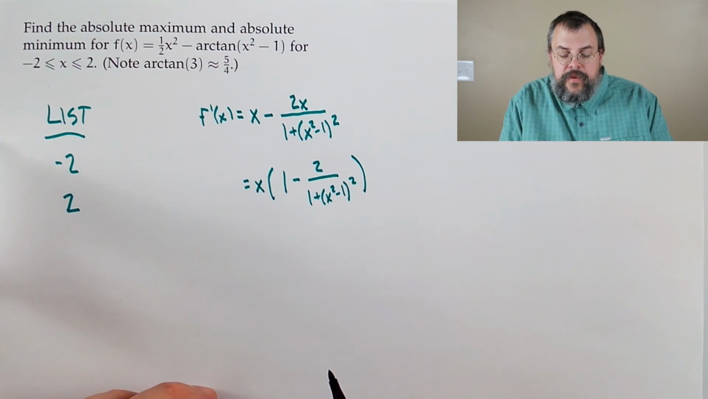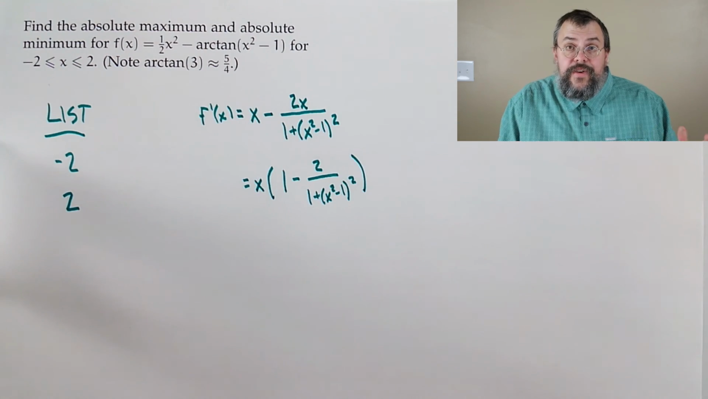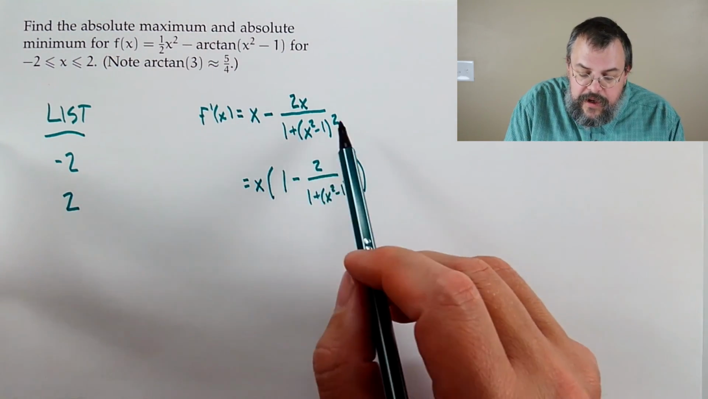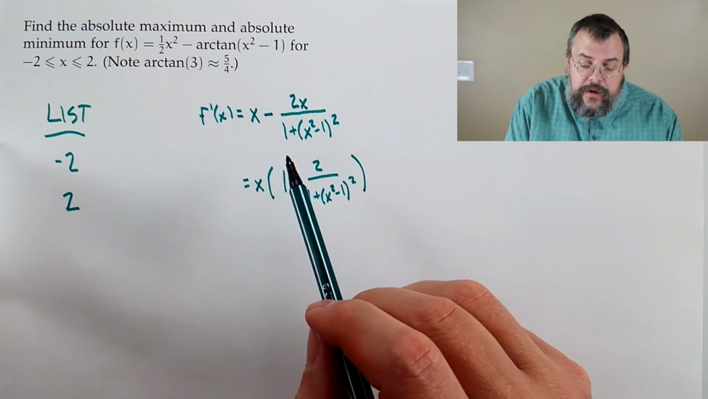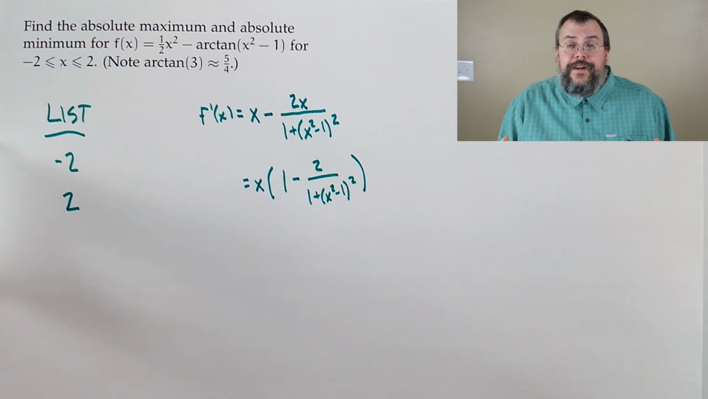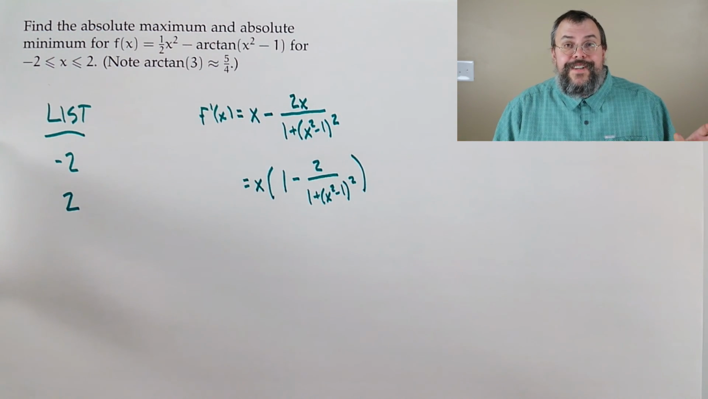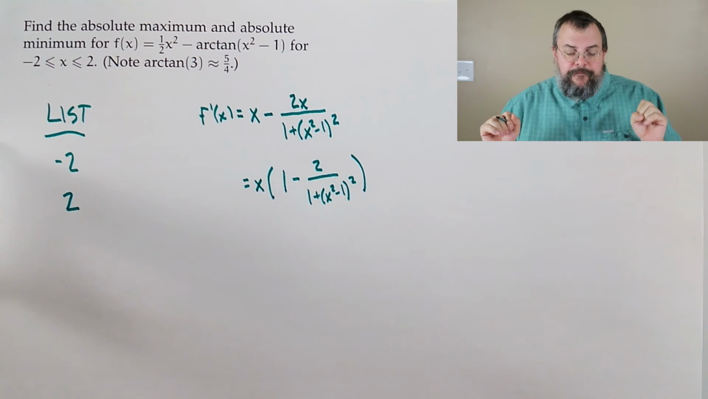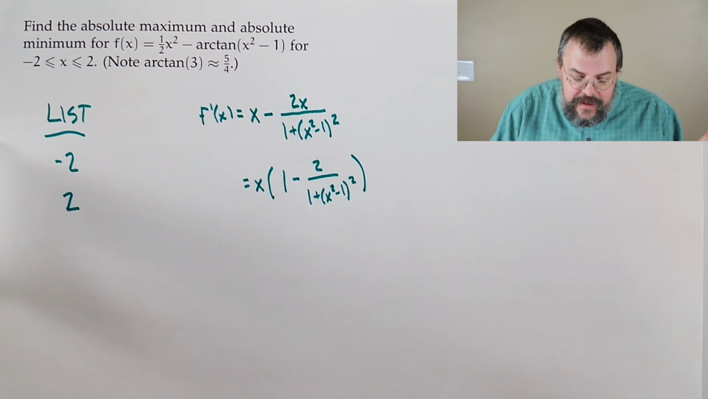Now, is this derivative ever undefined? You might be a little bit worried because we do have a denominator. Can your denominator ever be 0? Well, it's 1 plus a square. A square can never be 0. So no, our denominator will never be 0. So that's good news for us. All right, so it's never undefined.